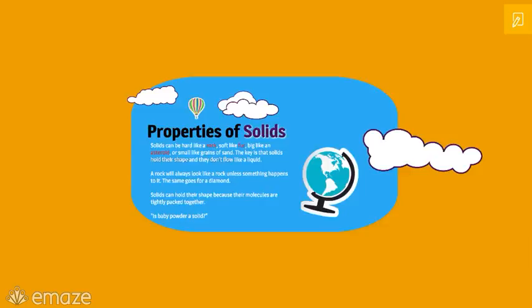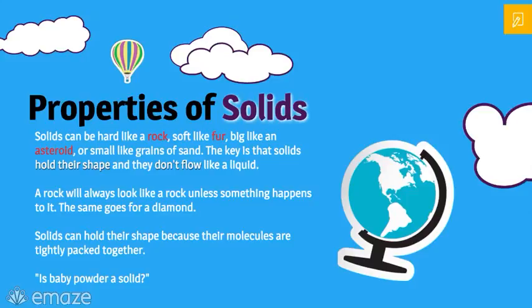So now I'm going to give you a few properties. Properties of solids. Solids can be hard like a rock, soft like fur, big like an asteroid, or small like grains of sand. The key is that solids hold their shape and they don't flow like a liquid. So the only way you would see a rock flowing is if it was being melted by a volcano, and it would turn into another state of matter. States of matter transform by melting, such as ice melts to water.